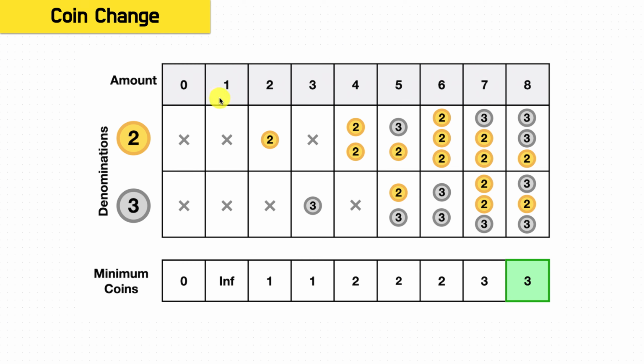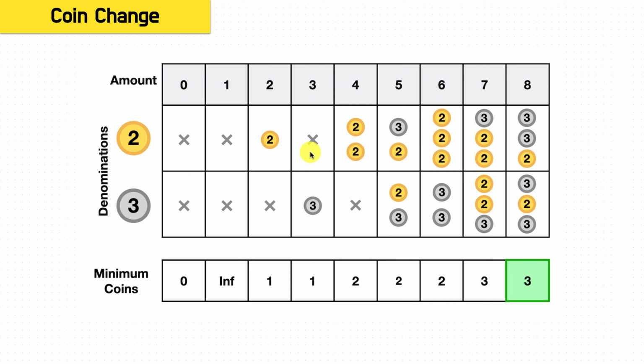Then we move to 1. Neither of these coins can reach 1 because they're both larger. Then we get to 2. Well, we have a 2 coin, so this is the smallest number of coins we can use to get to this spot. Then we get to 3.